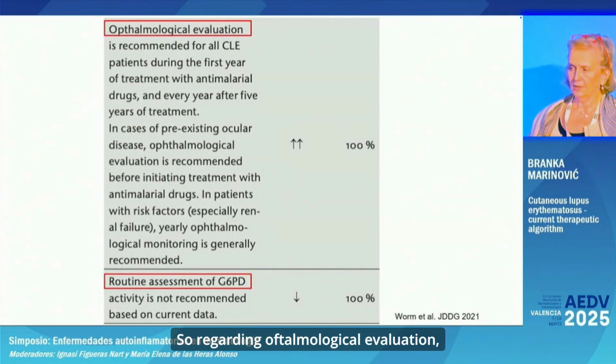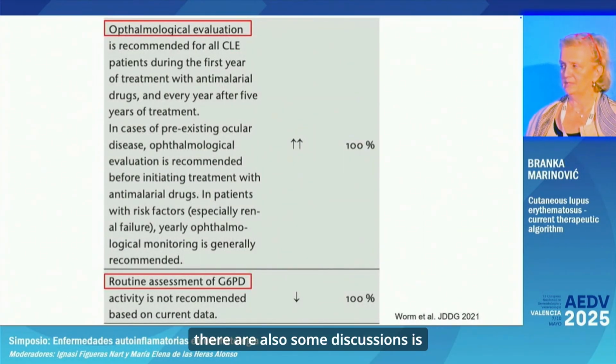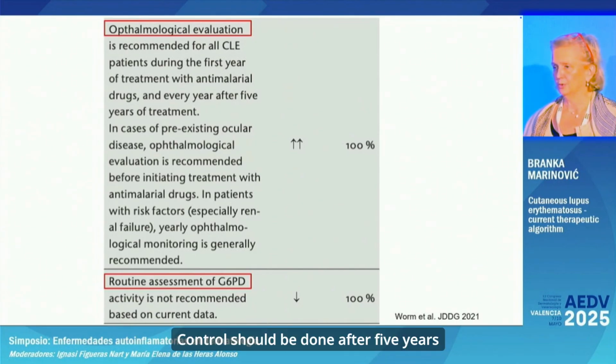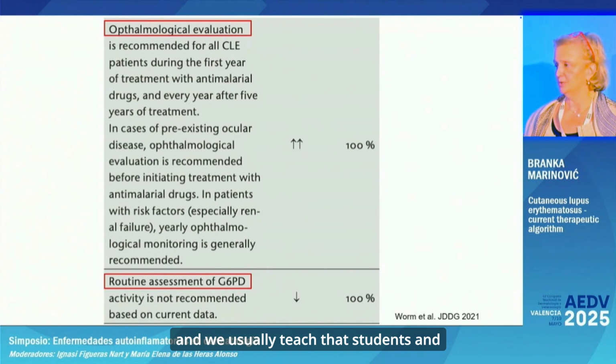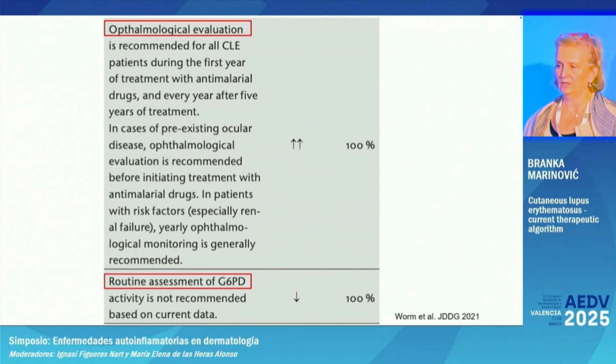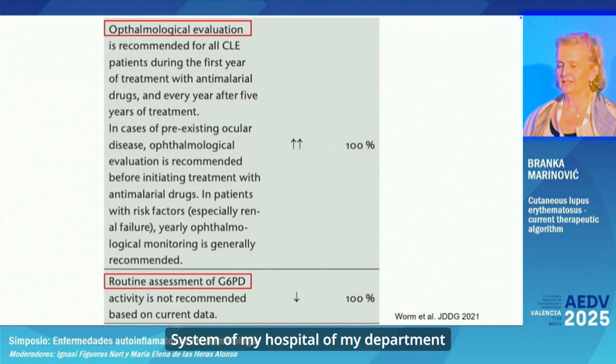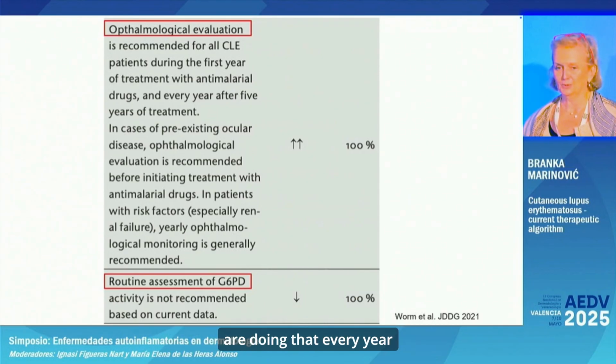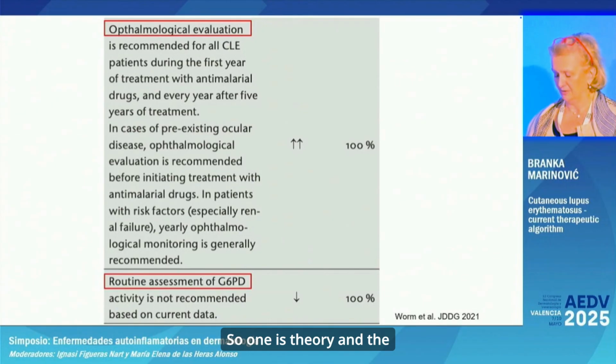So regarding ophthalmological evaluation, there are also some discussions. It is written in most of the guidelines that control should be done after 5 years, and we usually teach that to students and residents. But if I look at the system of my hospital, of my department, then I see that my doctors are doing that every year. So one is theory and the other thing is practice.